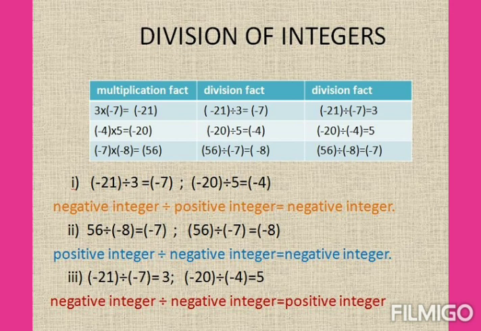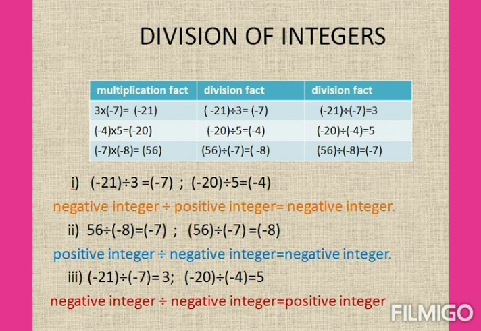From the above table, we observe that, let us consider the two division facts. Minus 21 divided by 3 is equal to minus 7, and minus 20 divided by 5 is equal to minus 4. From these two division facts, we can observe that a negative integer divided by a positive integer will give the result as a negative integer. Okay, negative integer divided by a positive integer is a negative integer.